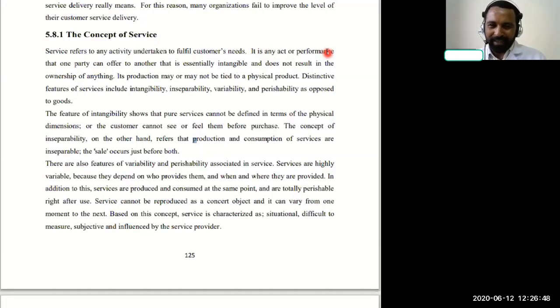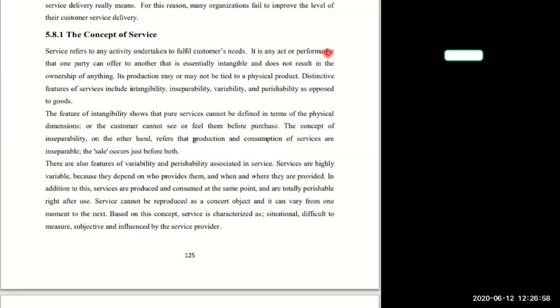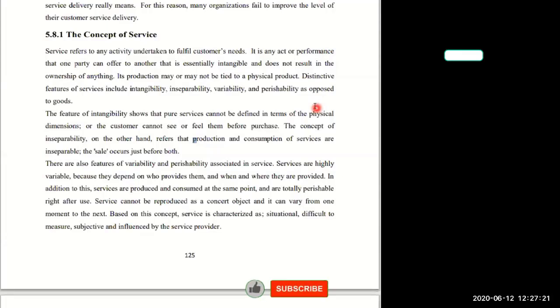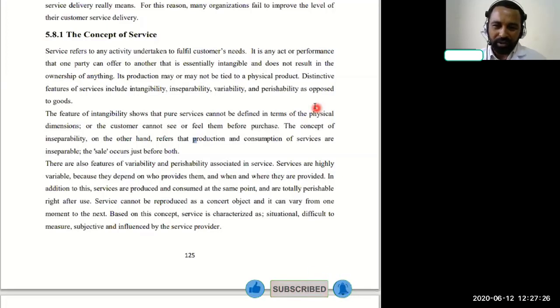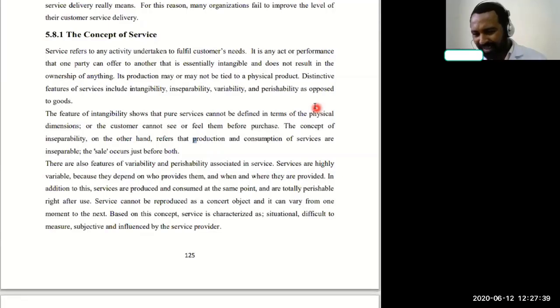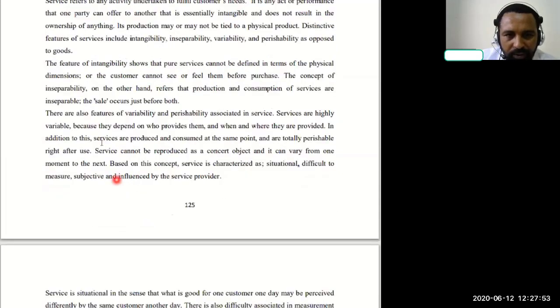To mention a few: hospitals, higher education institutions like National Aviation College, banks. These are service providing organizations. But within these service providing organizations, there are still goods. In banks there is an activity, and you may finally receive some amount of cash. Within hospitals there might be some education. In higher education, the majority of the service is the teaching and learning process. Within this process, you will receive some materials, handouts, and so on. So service is any activity undertaken to fulfill the customer's need. This is some of the characteristics.